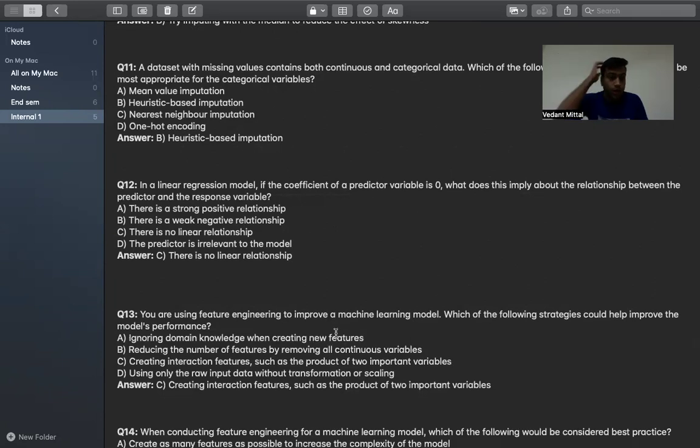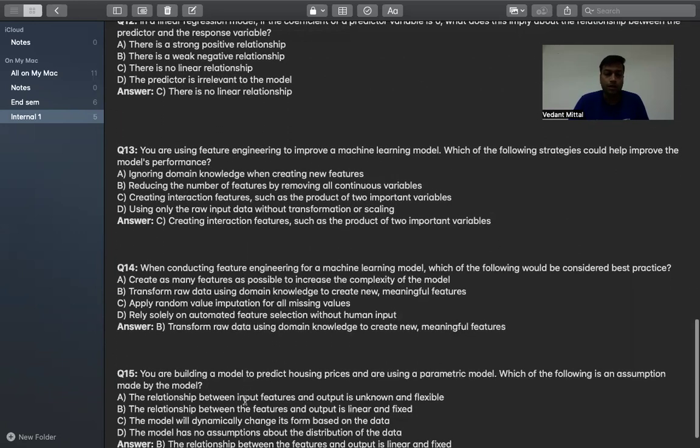Question 13, you are using feature engineering to improve a machine learning model. Which of the following strategies could help improve the model performance? Ignoring domain knowledge, reducing the number of features, creating interaction features, D, using only the raw input data without transforming or scaling. So the correct answer is C, creating interaction features such as the product of two variables.